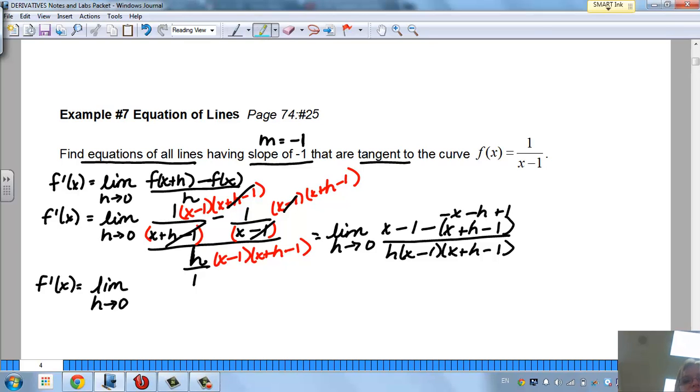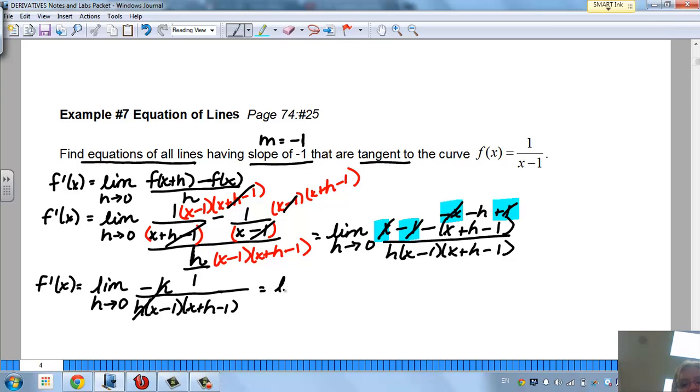So if you'll notice again that this will cancel, okay? And then I have a minus h, and the x's will cancel. So I end up having a minus h in the numerator. That's all I have left because everything else cancels. So it's a limit of negative h, all over h times x minus 1 times x plus h minus 1. Now, all these are factored. I can cancel it out. It's really a negative 1.